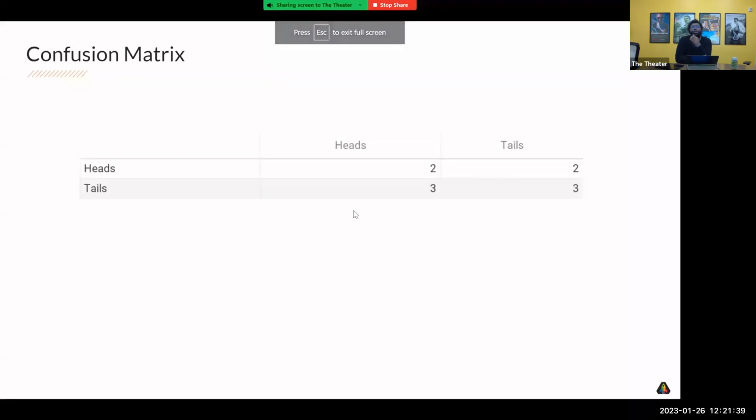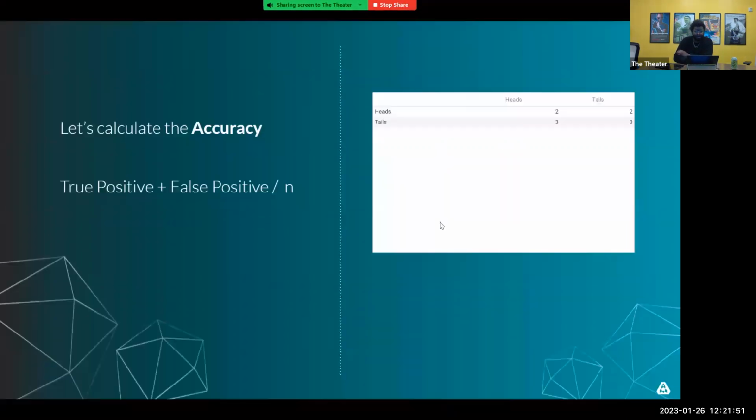So here we go. This is how it worked out for Julia. Like I said, up top we have the observed, and on the left-hand side we have the predicted. She got a total of 5 correct, which is good for an accuracy score of 50%. How do we calculate this? We would do 2 and 3 is 5, and then another 2 and 3 is 5. So 5 and 5 is 10.